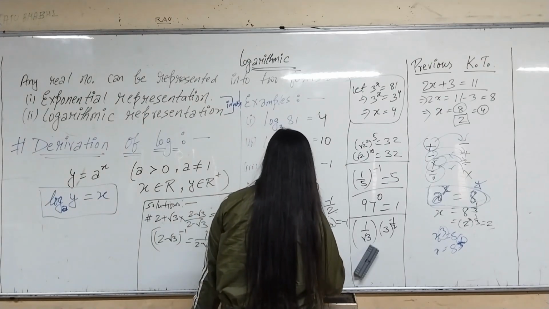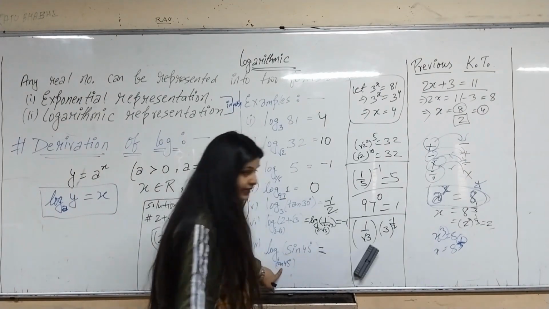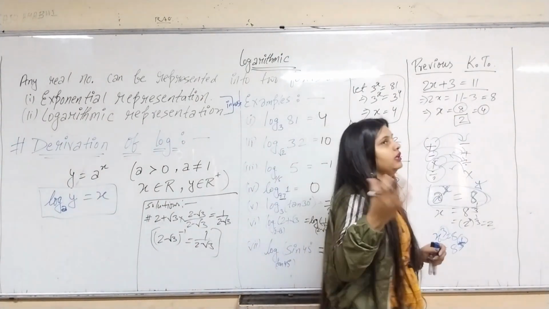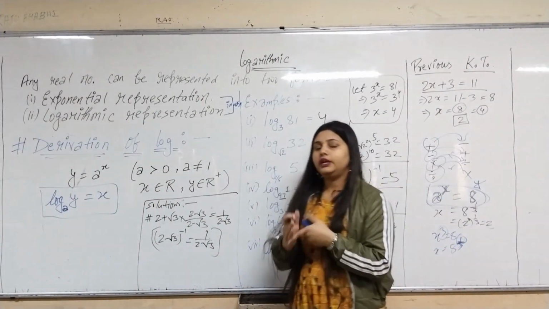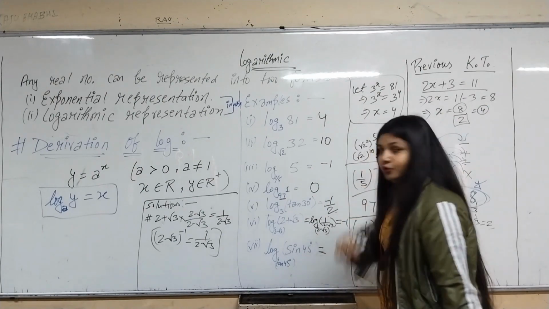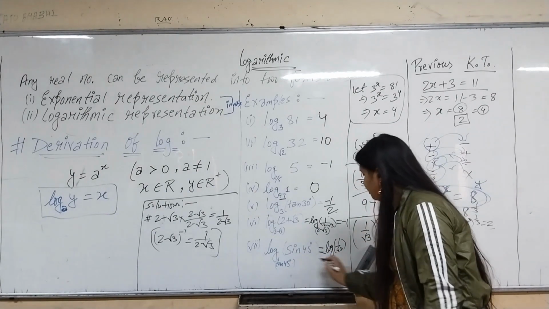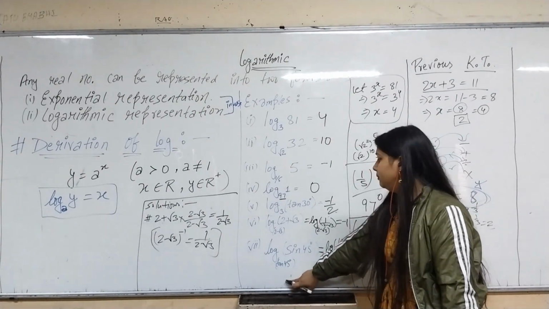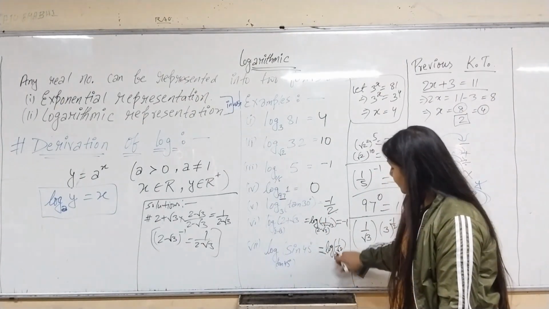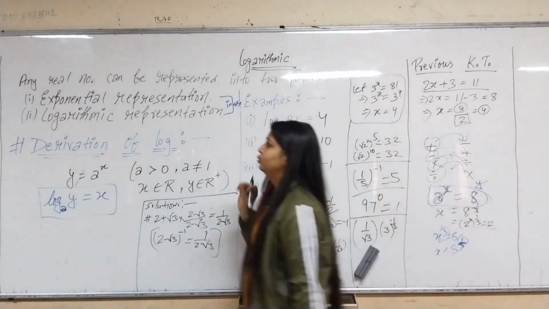Now let's have the next one. Log sine 45 degrees with base tan 45. What is sine 45? Sine 45 is equal to? Yes, 1 by root 2. So log 1 by root 2 with base 1. What is 1? Tan 45. What is tan 45? 1. No doubt? Well. Now the question is 1 to the power something equal to 1 by root 2.